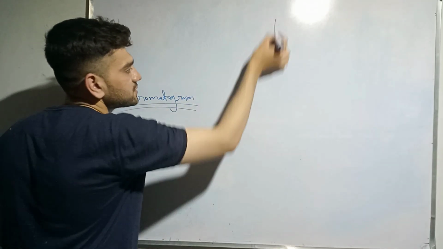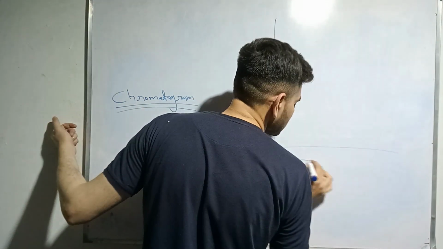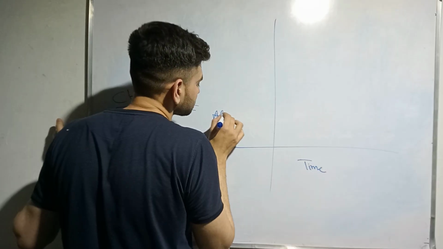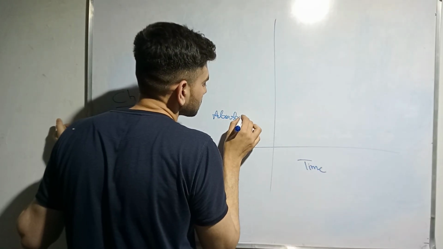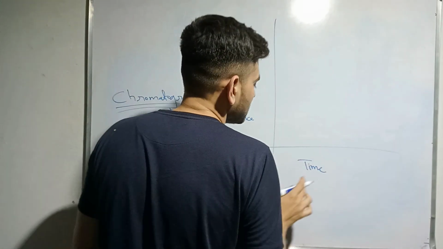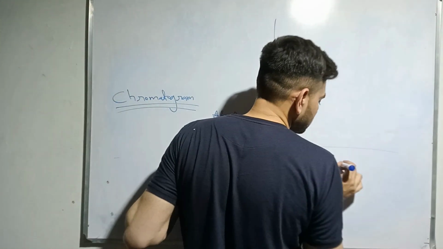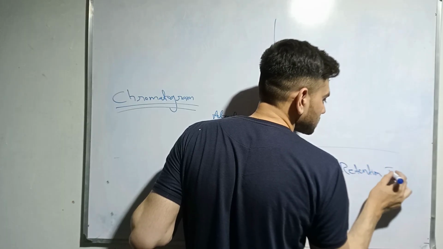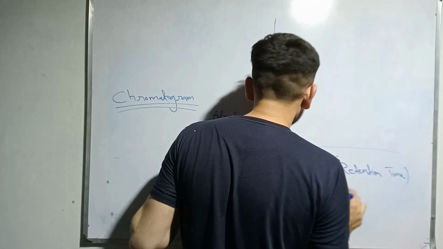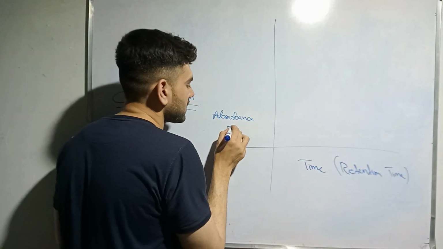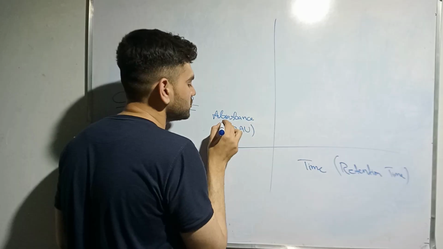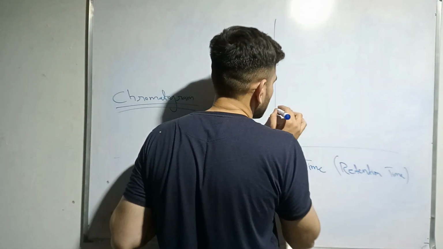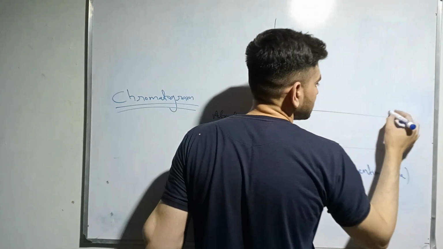This graph represents time on the x-axis and absorbance on the y-axis. This time is called retention time, whereas this absorbance is represented as MAU, milli absorbance unit. And the line from which different components show different peaks is called the baseline.